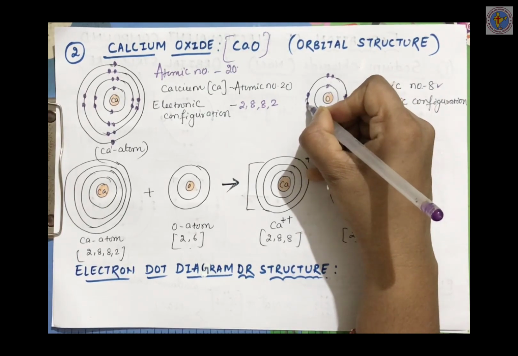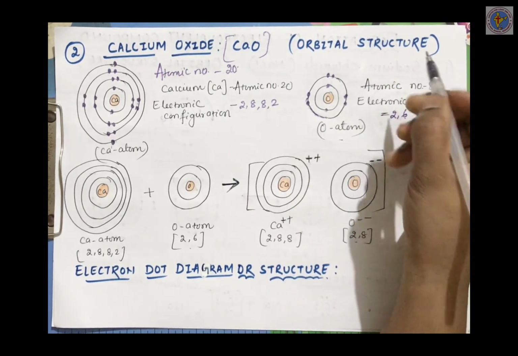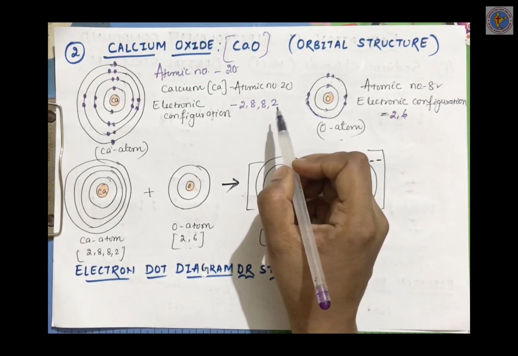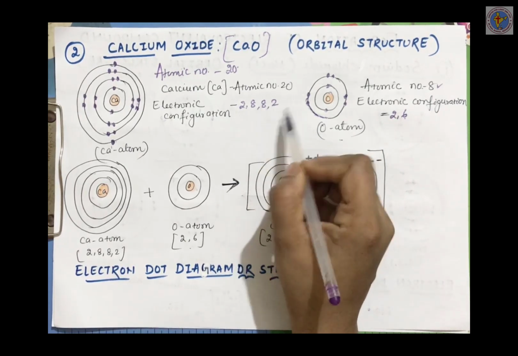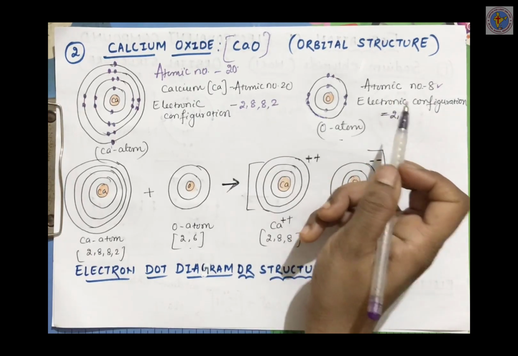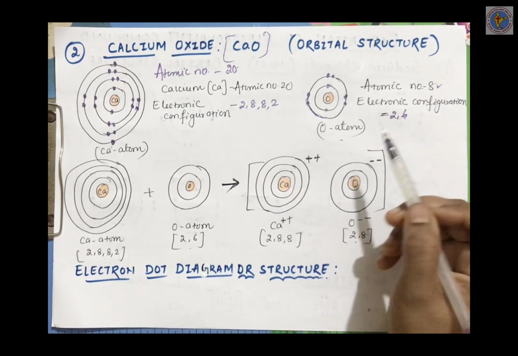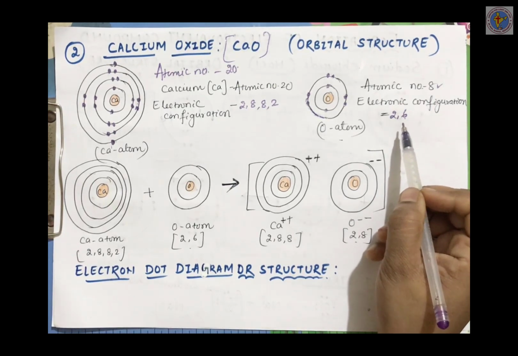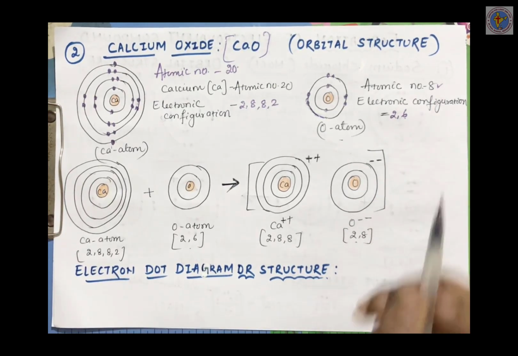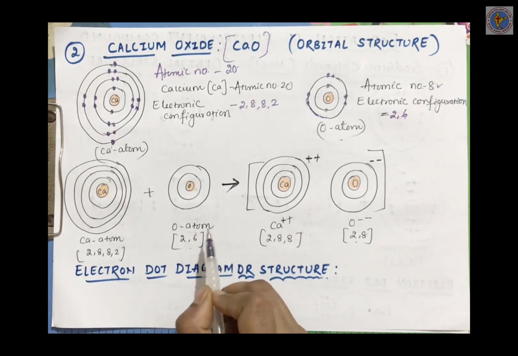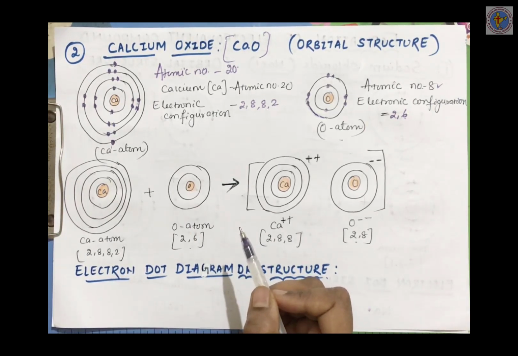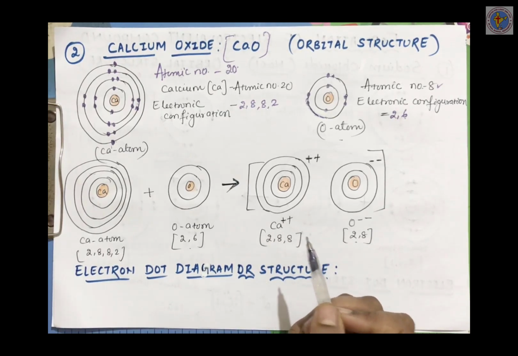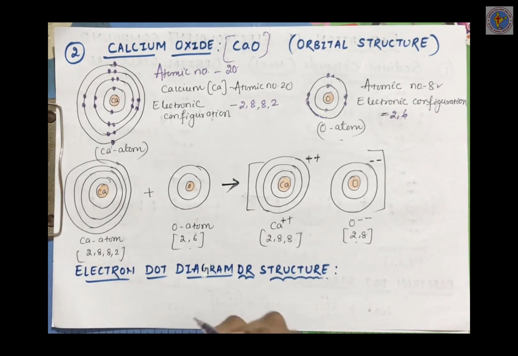1, 2, 3, 4, 5, 6. So here you can see clearly that in order to attain the stable noble gas configuration, the calcium atom needs to lose 2 electrons, and the oxygen atom needs to accept 2 electrons, so that in the outermost shell both will have 8 electrons. Now let us learn the orbital structure of calcium oxide, how the formation of calcium oxide takes place. After that we'll read about the electron dot structure.